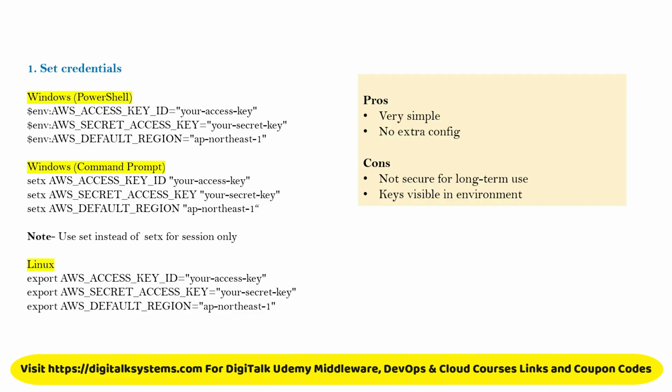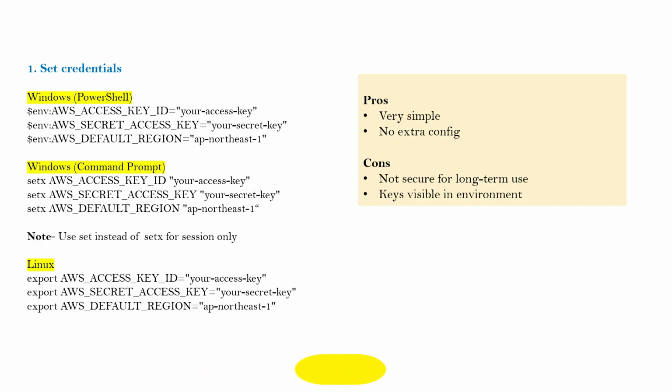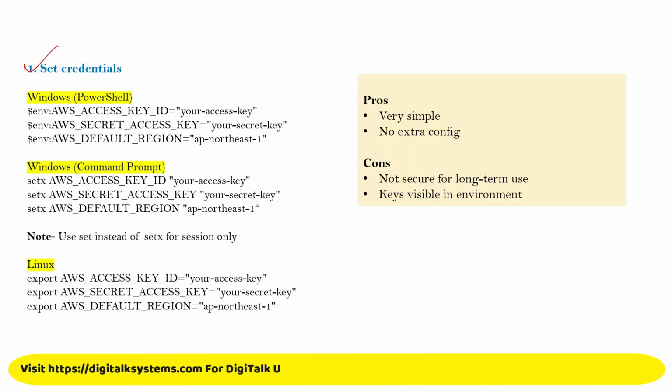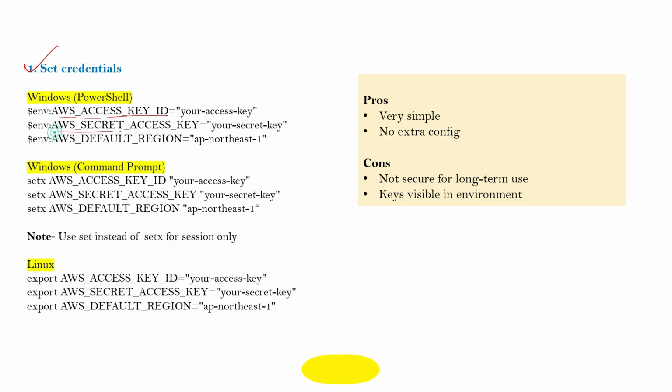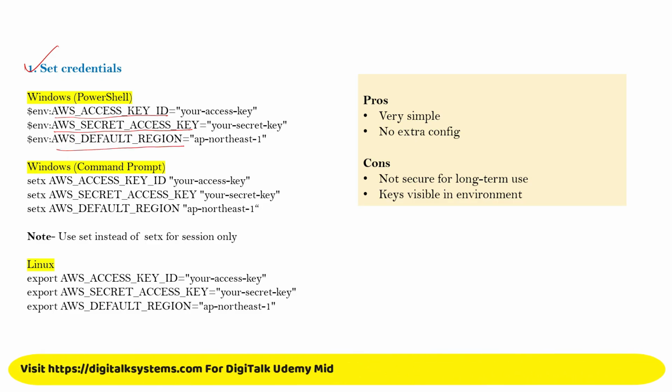After that, we need to set environmental variables. As I said, we have multiple ways for the AWS configuration or AWS CLI configurations. The very first one, which is very straightforward, is to set credentials with the help of environmental variables. These are the three environmental variables that you need to set to create the connection between Terraform and your AWS account: AWS access key ID, AWS secret access key, and the default region. This is the region in which, by default, you want to create your resources.